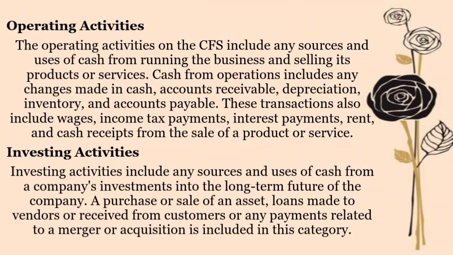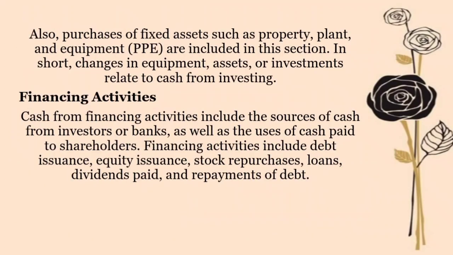Second is the investing activities. Investing activities include any sources and uses of cash from a company's investment into the long-term future of the company. A purchase or sale of an asset, loans made to vendors or received from customers, or any payments related to a merger or acquisition are included in this category. Also, purchases of fixed assets such as property, plant, and equipment, or PPE, are included in this section. In short, changes in equipment, assets, or investments relate to cash from investing.